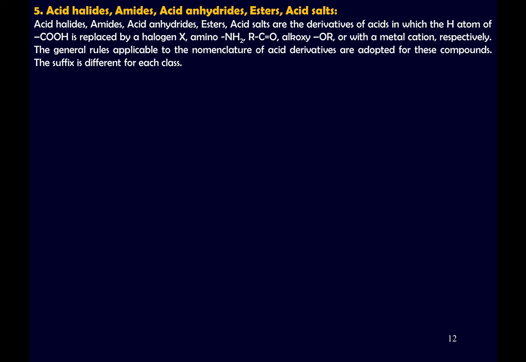Acid halides, amides, acid anhydrides, esters, acid salts are derivatives of carboxylic acids, wherein the OH of the carboxylic acid group is replaced with halogen X or amino NH2, or in case of anhydrides with an RCO group, or in case of esters an alkoxy group, or even with a metal cation in case of salts. So the general rules applicable to the nomenclature of acid derivatives are adopted for these compounds, and the suffix is definitely different for each class. Now these can be the primary functional groups, or they can also act as a substituent, and in both cases what nomenclature should be done is shown in the next table.